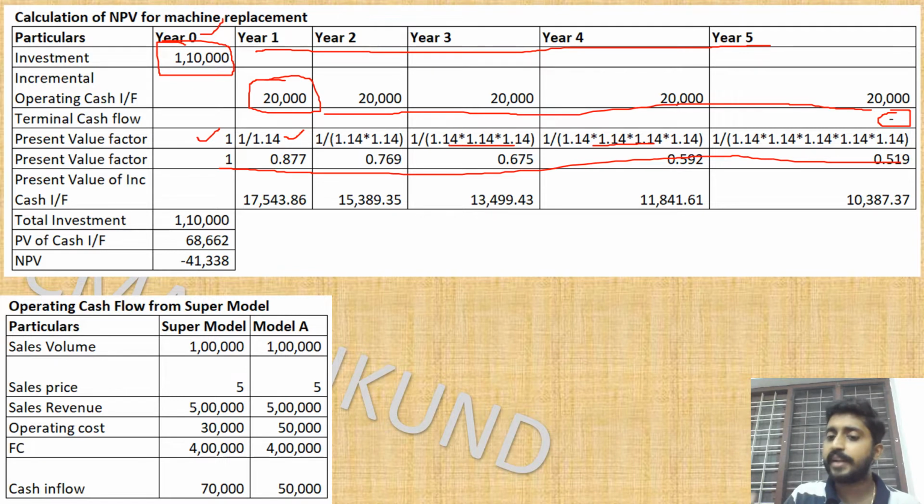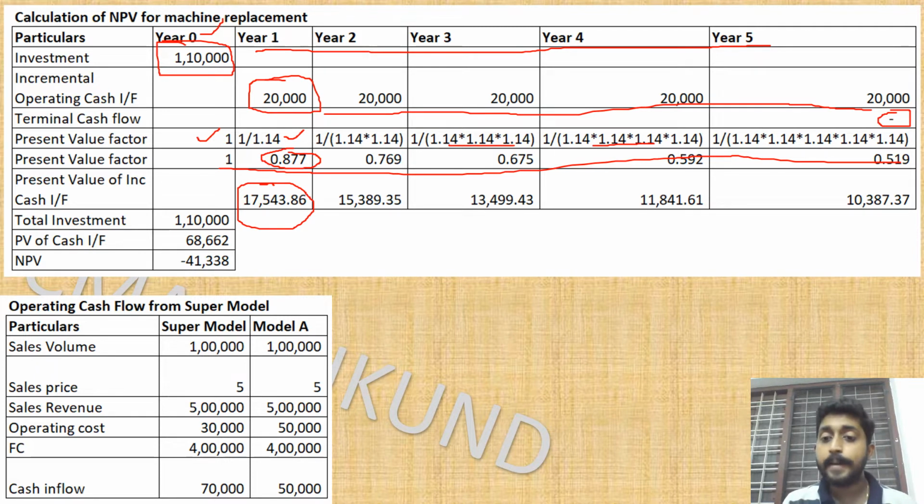What is the cost of capital? For example, the cost of capital here is 14%, which means 0.14. Add 1 to it, 1.14. 1 divided by 1.14 for the first year, and for every year multiply 1.14 in the denominator. Now you have got the present value factor, and 20,000 is the first year cash flow, multiplied by 0.877, the present value factor.